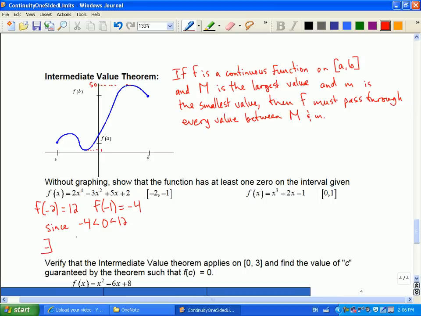And I'll throw that one at you. Do you remember what that means? Reverse E. Do you remember what it means? It means there exists. There is a c, an element of, so somewhere in the middle of negative 2 and negative 1, with f of c equals 0.